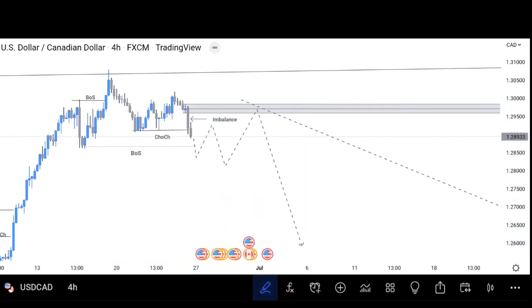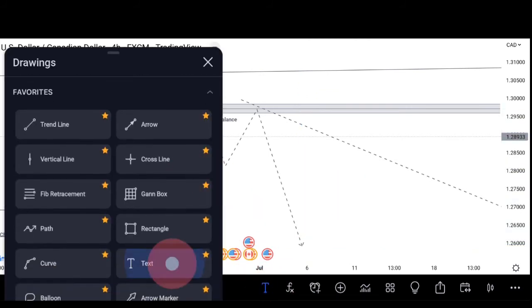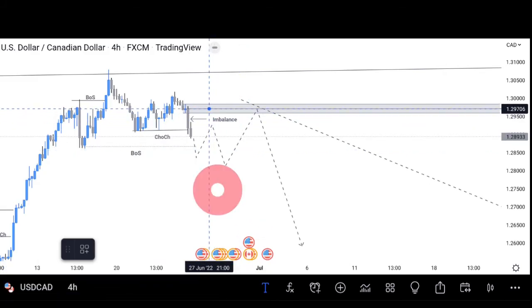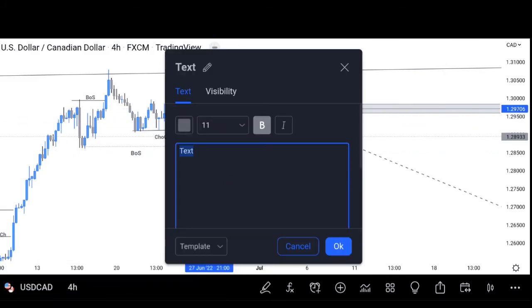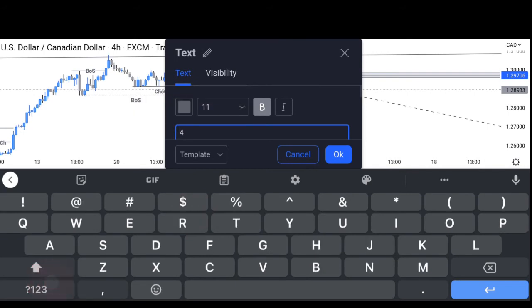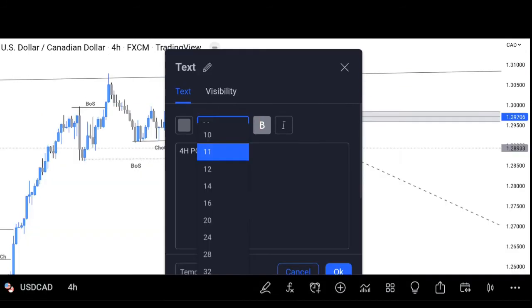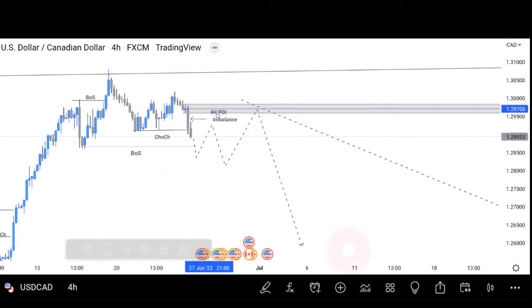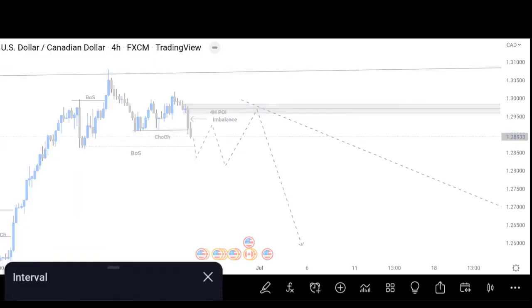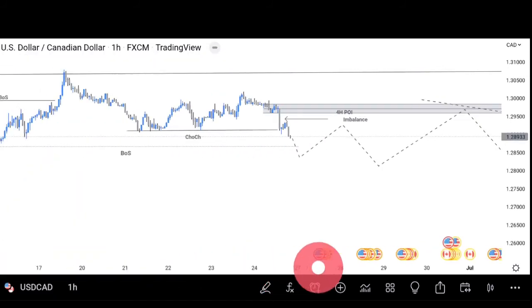Now, this is a 4-hour point of interest. Now, I scale down to an hourly chart.